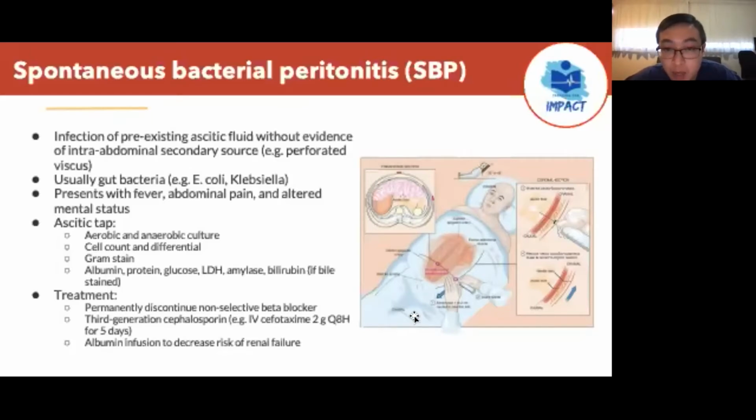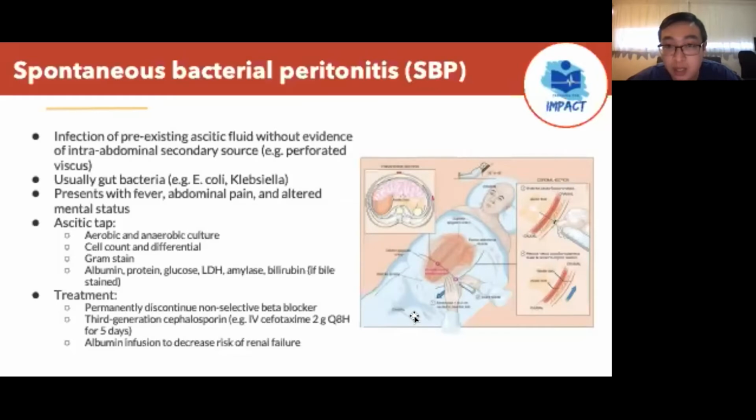So the first is that in patients with SBP, if they're on a non-selective beta blocker, which a lot of cirrhotic patients are on, you need to discontinue that permanently, because it's been convincingly shown that non-selective beta blockers increase rates of hepatorenal syndrome, so throw patients into renal failure, and are associated with more days of hospitalization. If the patient gets a liver transplant, decreased transplant-free survival is just associated with badness in the setting of SBP. So you discontinue that, strike that off the medication chart permanently.